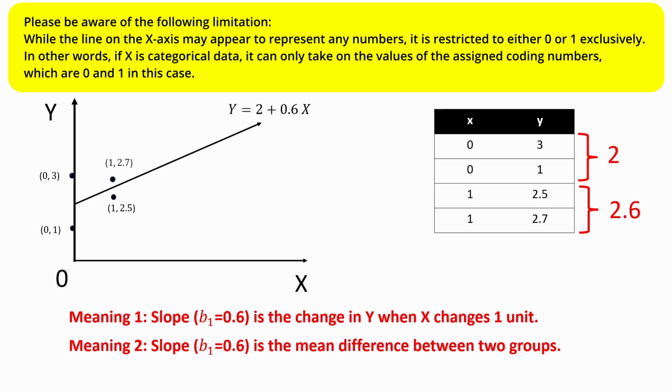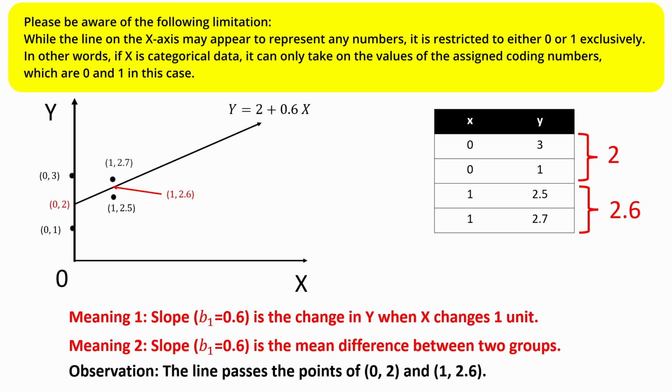And we can make another observation. We can say that this straight line also passes through the point (0, 2) and another point (1, 2.6). So that's another observation we can have.